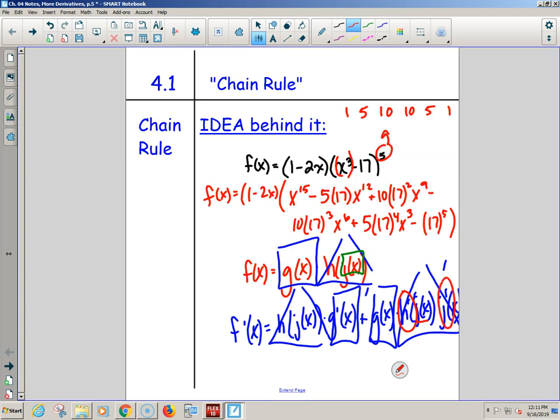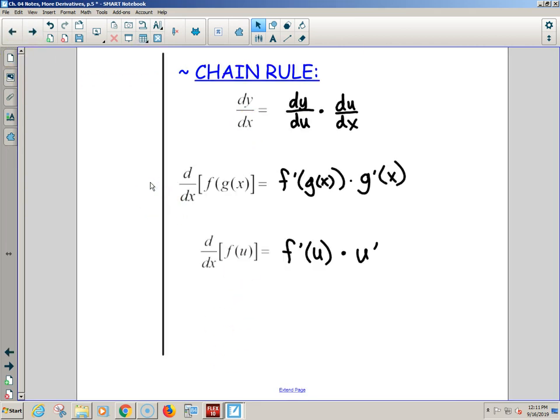True? Okay. So the idea of the chain rule is it'd be a whole lot easier to look at functions in terms of compositions.